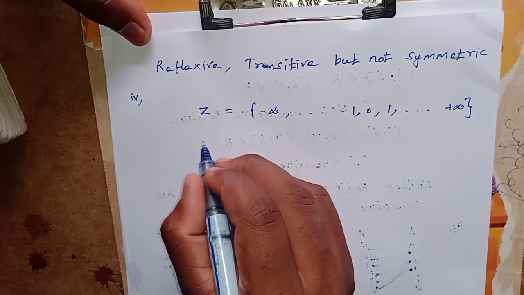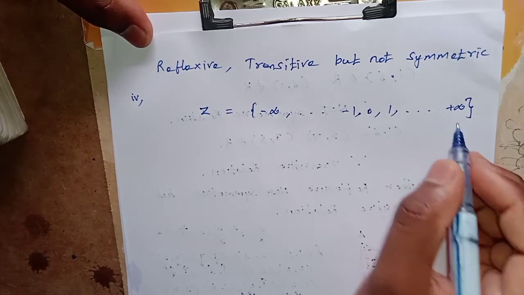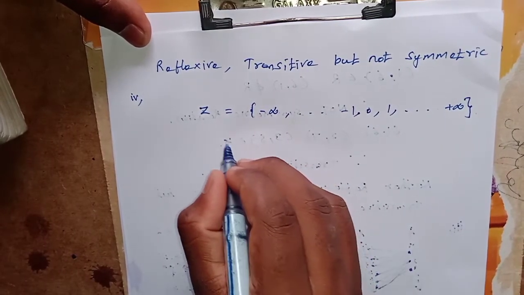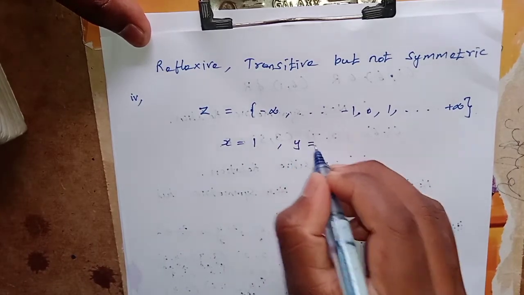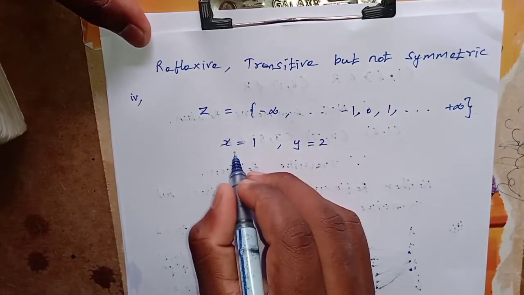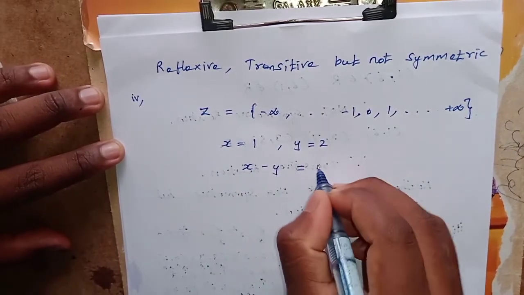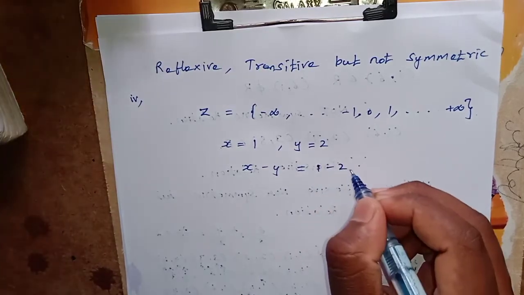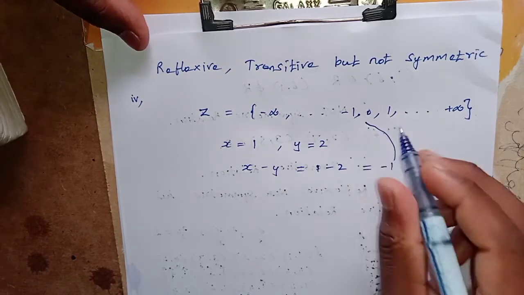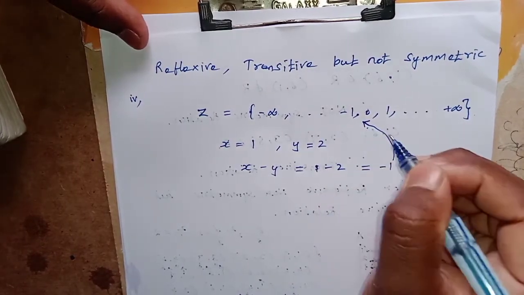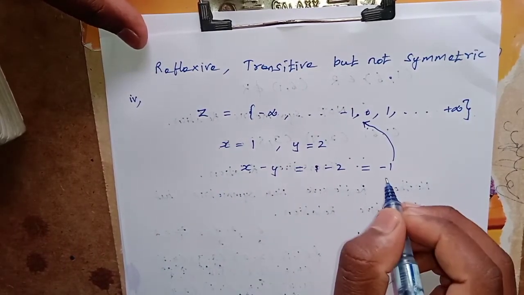Here, from minus infinity to plus infinity, if you take any two elements, for example x equal to 1, y equal to 2, if you subtract x minus y, 1 minus 2, you will get minus 1. Minus 1 is again an integer. Therefore here it is an integer.